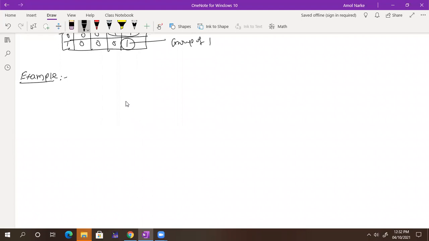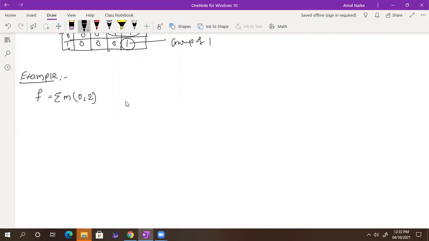Okay, so they have given f is a function. So f is nothing but, no, this we are not going to take it. Yeah, two variables. F is nothing but summation of minterms, here 0 and 2. And what are they saying?